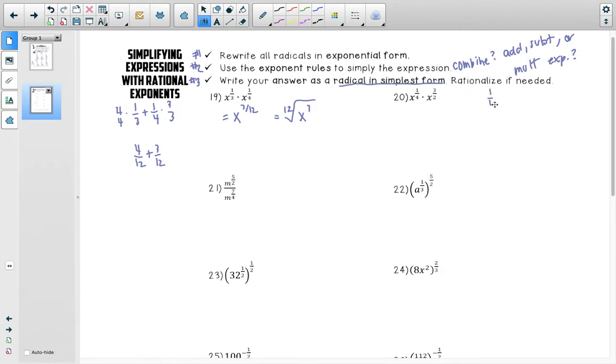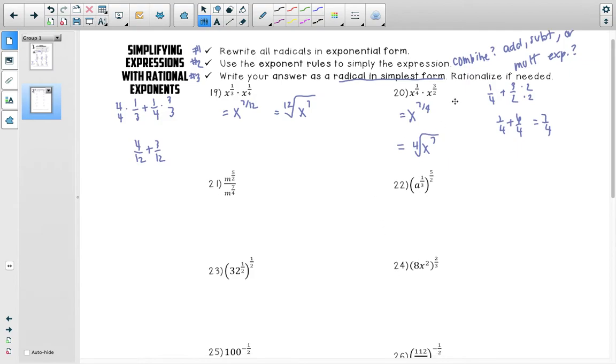Okay? Moving on to number 20, same as 19. We're going to take 1/4 and add it to 3/2. This one's a little easier, because to get the same denominator, you actually just have to multiply by 2. That gets you 1/4 plus 6/4, which equals 7/4. So we have x to the 7/4 power, and then we're going to do the last step, which is to rewrite it in simplest form. So it's x to the 7th under the 4th root. Now 19 and 20, if you notice, the x's are right next to each other, so we just add the powers. So if you need to write this, add powers, add powers.